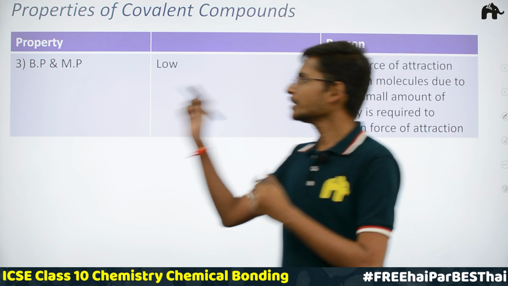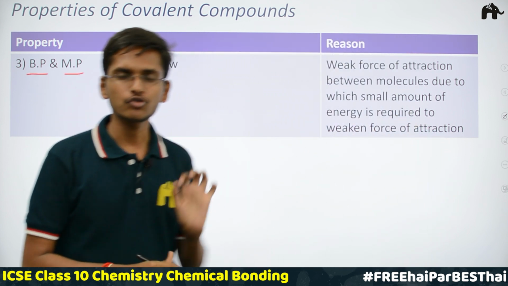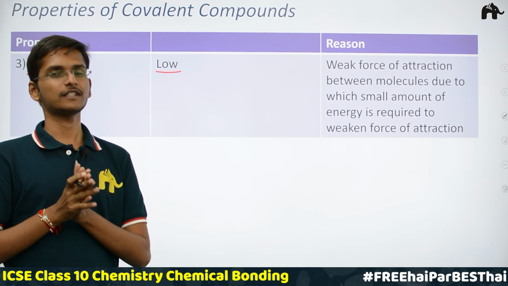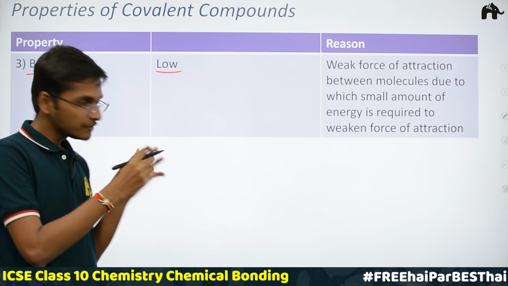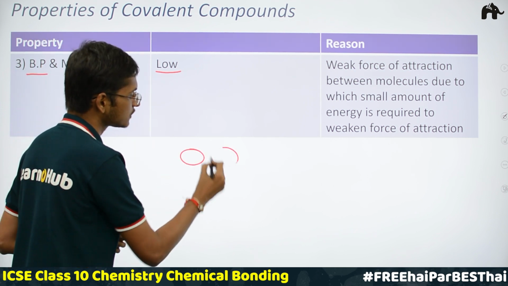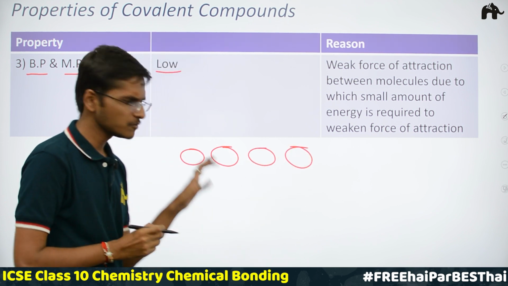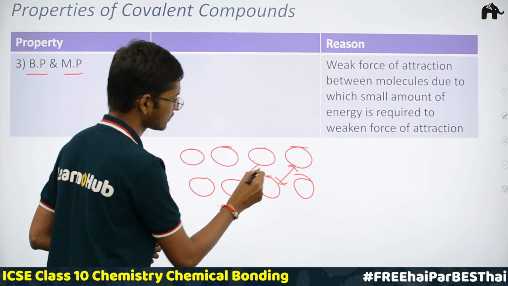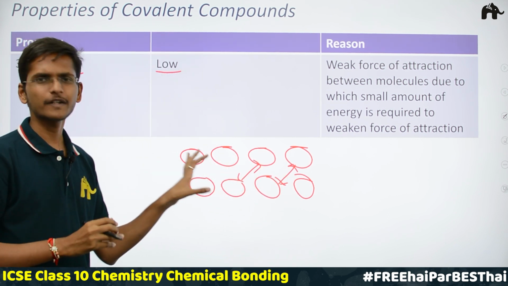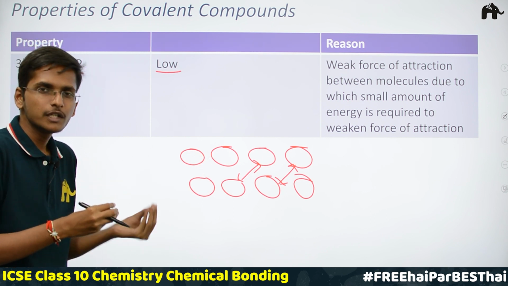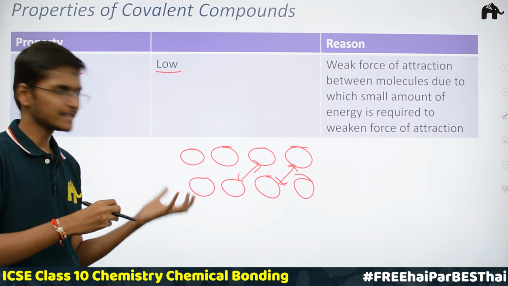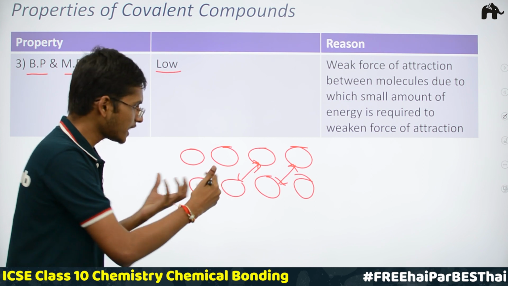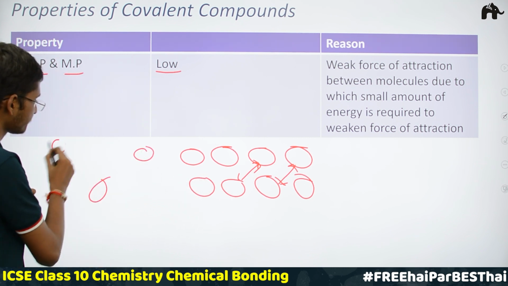Next property is boiling points and melting points of the covalent compounds. Covalent compounds have low boiling points and low melting points. Now, why is this so? We have already learned the reason. We know that covalent compounds exist as molecules, and these molecules have very weak force of attraction between them, right? So since they have weak forces of attraction, if we give lesser energy, what would happen? These forces of attraction would get weakened and the molecules would move farther from each other, right?